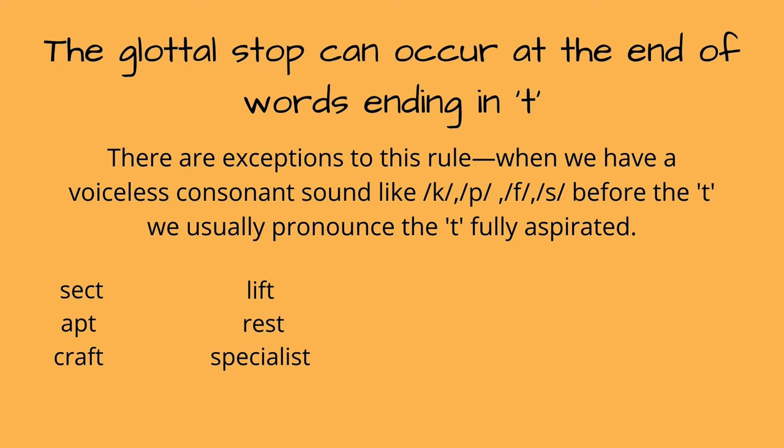There are exceptions to this rule. When we have a voiceless consonant sound before the T, we usually just pronounce the T fully aspirated. For instance, sect, apt, craft, lift, rest, specialist. It would be a little bit difficult to actually go from a voiceless consonant to a glottal stop. So I'm assuming that's why we just pronounce those with the fully aspirated T.